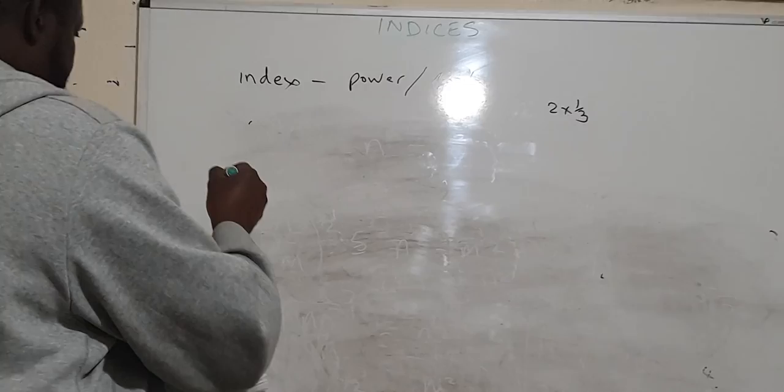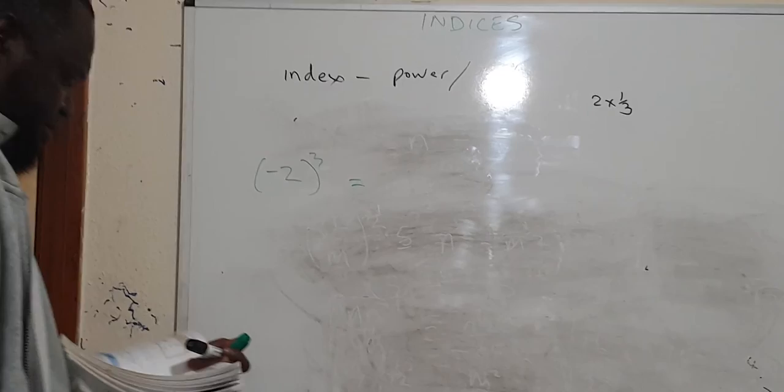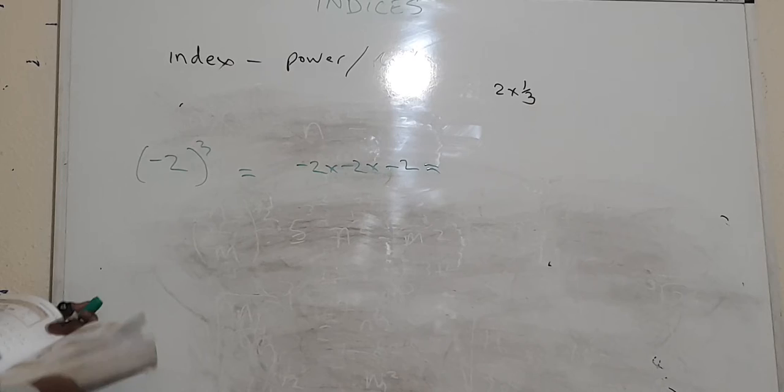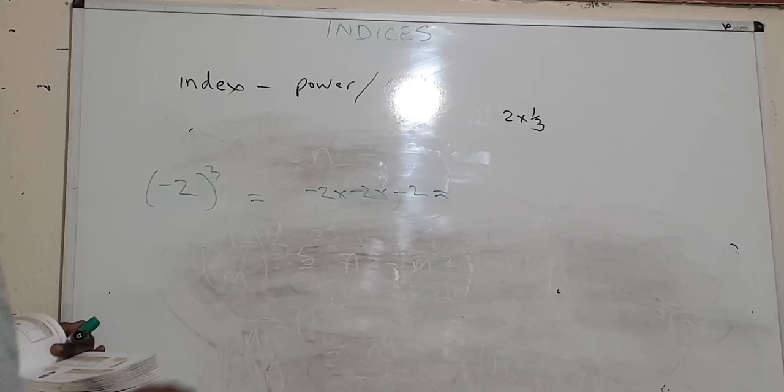Minus 2 to the power 3. What do you think this is? Minus 2 times minus 2 times minus 2. Minus 2 times minus 2 is 4, which is plus. Then plus 4 times minus 2 is minus 8. Exactly, minus 8.